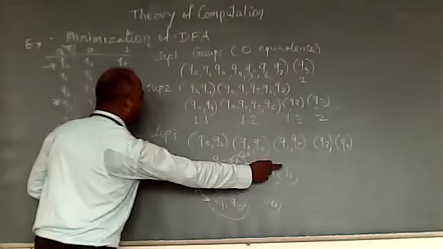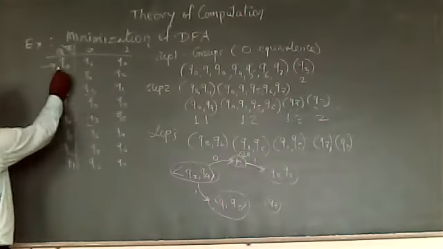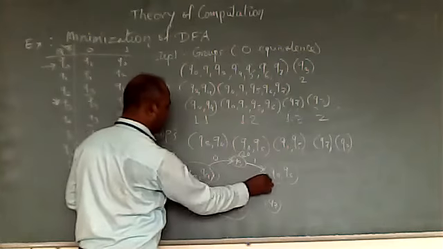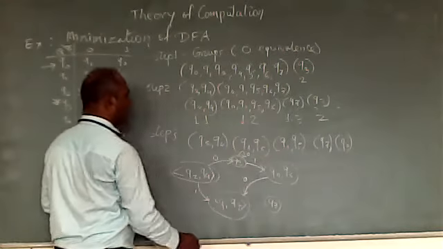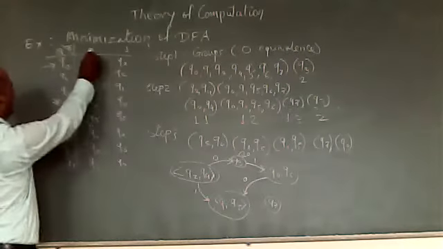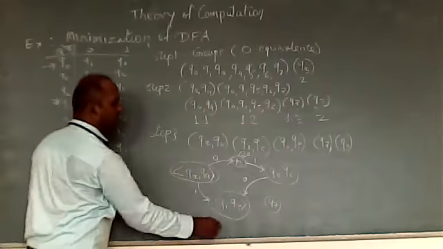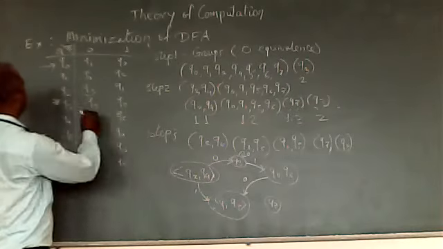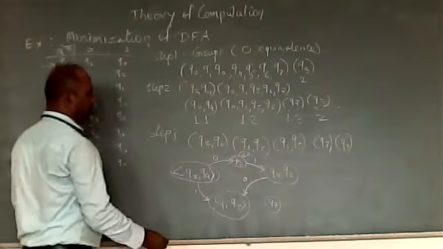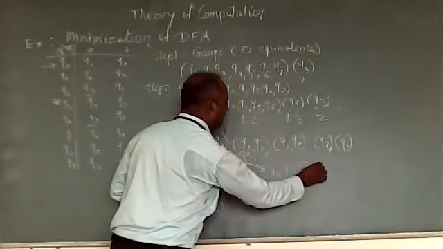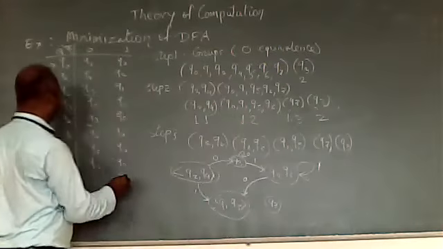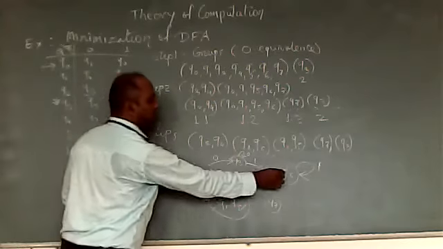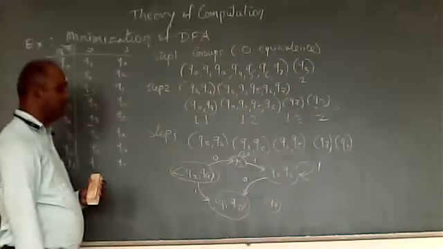We'll try with Q0 and Q6. Q0 with 0 transition goes to Q1. So where is Q1? Q1 is here, so the 0 transition is here. Q6 with 0 goes to Q5. Q1 and Q5, yes, same row. Q0 with 1 goes to Q0 itself. If we check Q6 with 1, it goes to Q6 itself. Yes, it is correct.